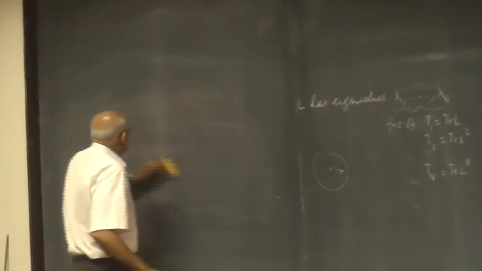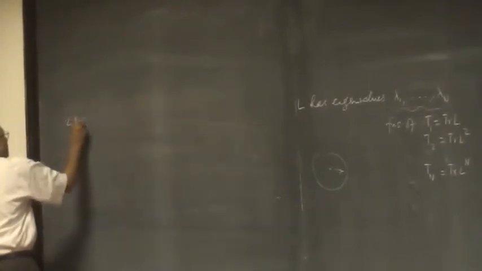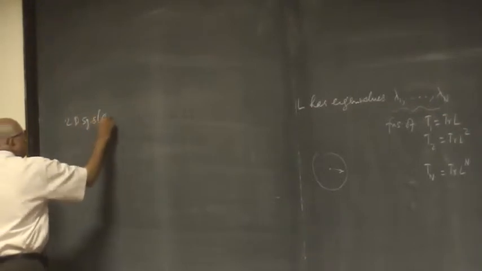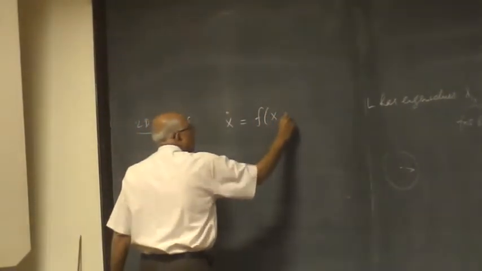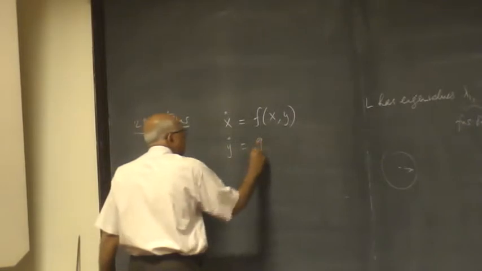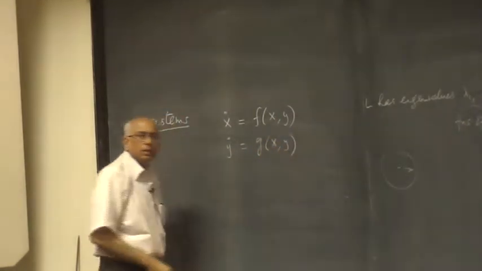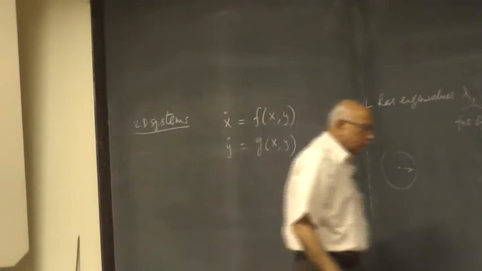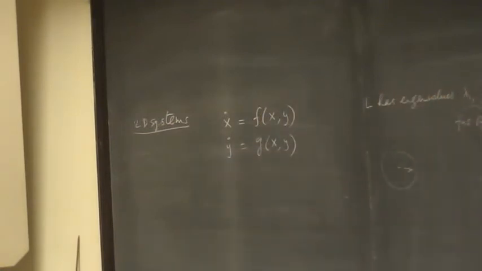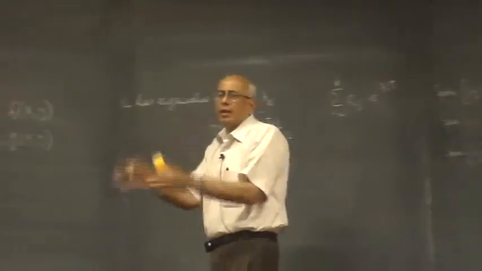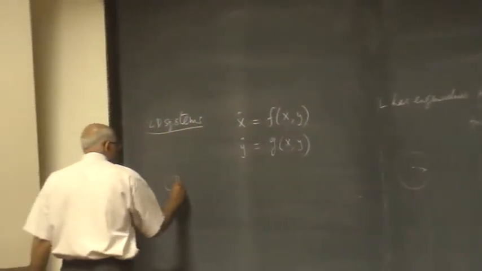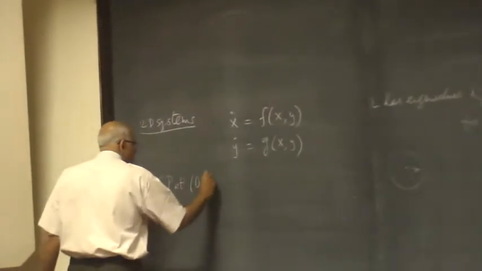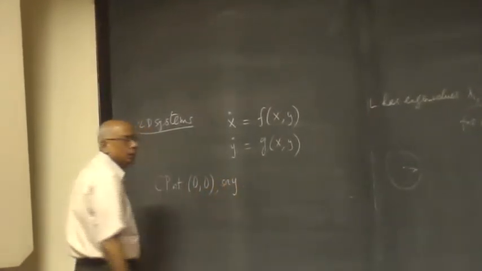Since I'd like to draw pictures, let's look at 2D systems in a plane. Let's look at x dot is f of x comma y, and y dot is some g of x comma y. Just a plane. Let's say that we have a critical point, a solution of the simultaneous equations f equal to 0, g equal to 0, and let's shift the origin to that critical point without loss of generality. So the critical point is at 0, 0.